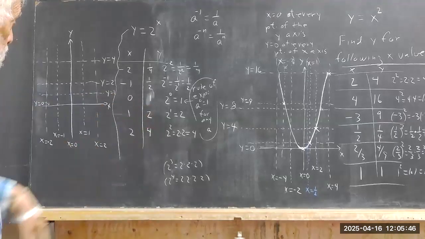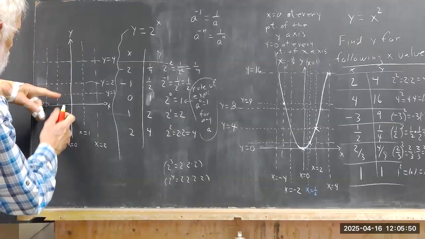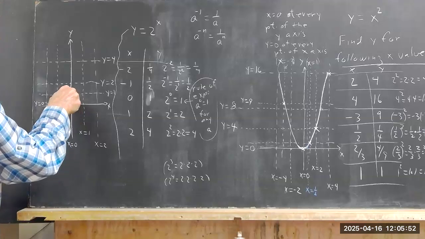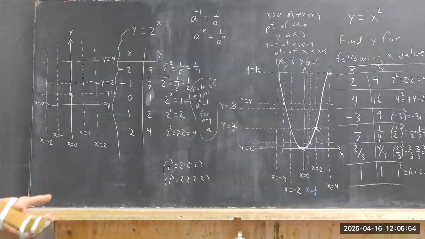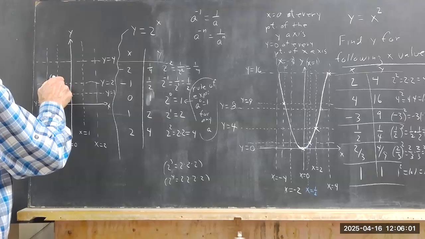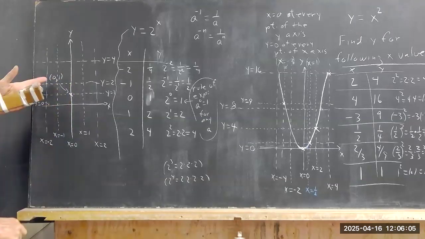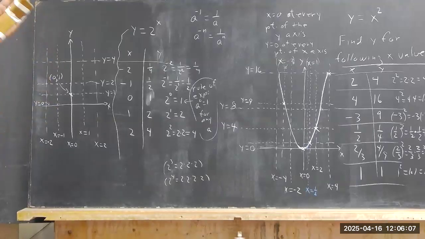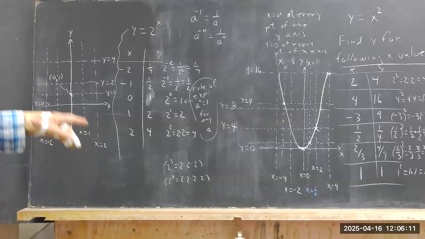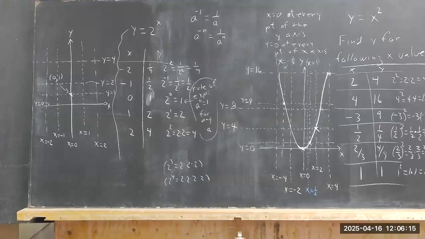x is 0, y is 1. Well, here's the x equals 0 line, and here's the y equals 1 line. They meet right here. So that's a point on my graph. I could even label that point. A little dangerous to label your points until you know where your curve is going to be. But I know where the curve is going to be, so I'm going to go ahead and label it. I label it here, it's going to be pretty well out of the way.